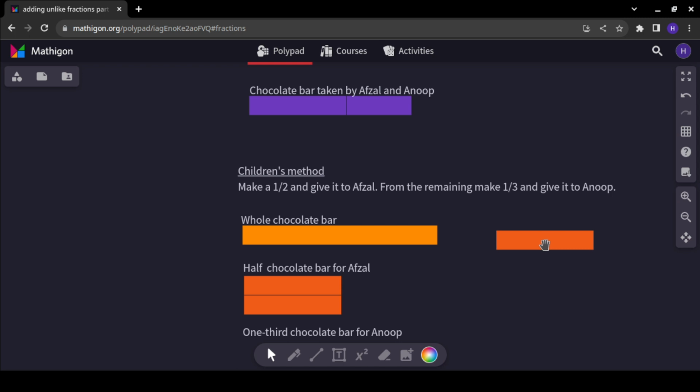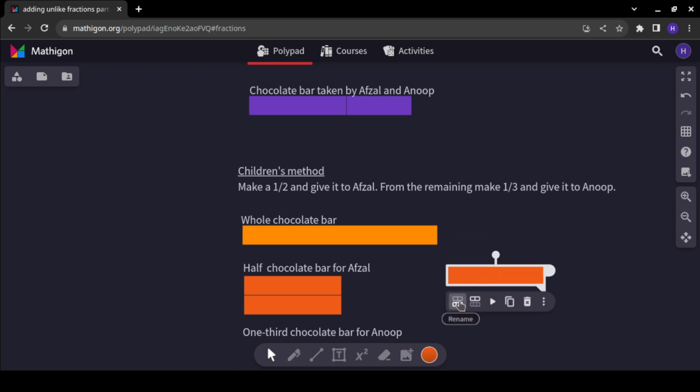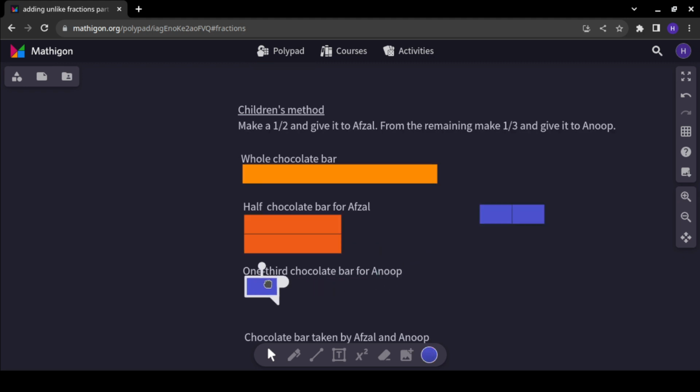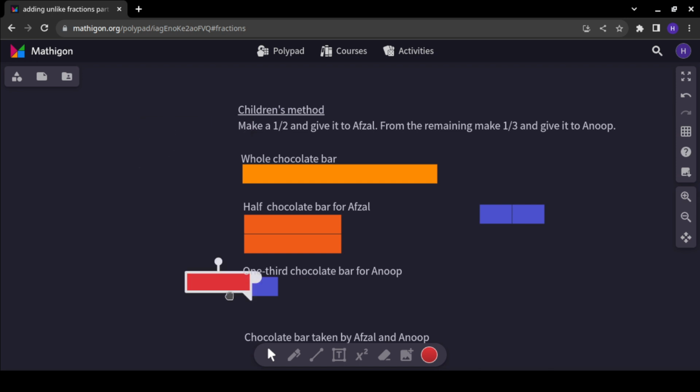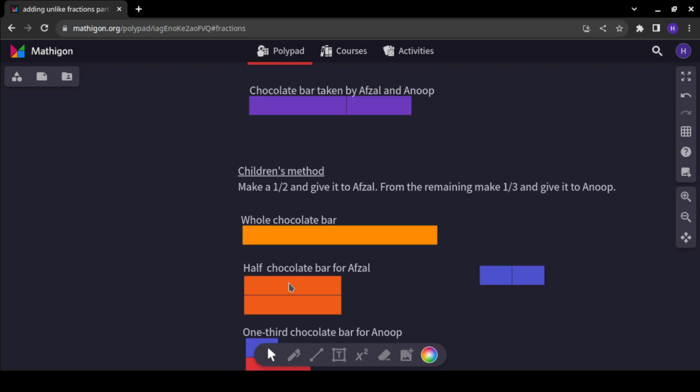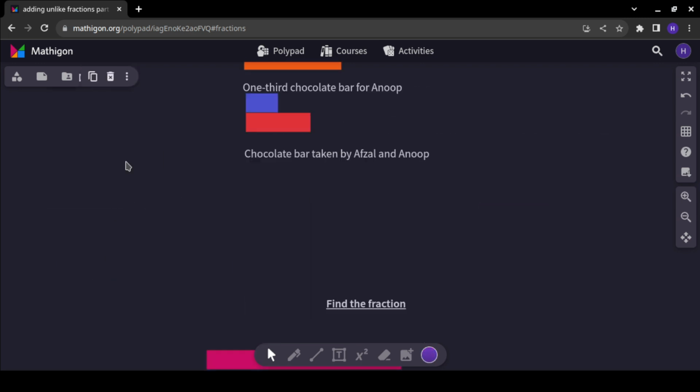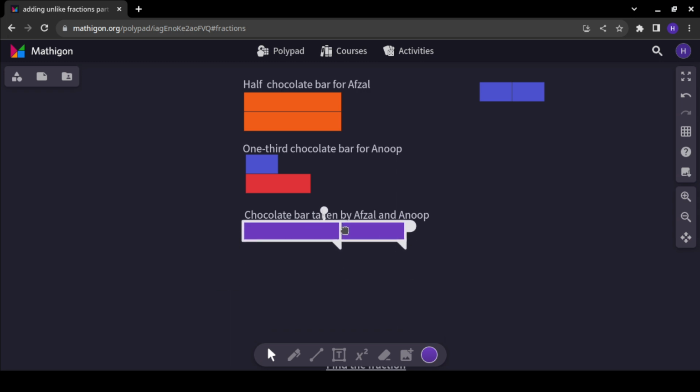So from the remaining part, okay, he'll split this into three, and one piece he will give to Anup. So now should this be the piece that Anup should get? Let's compare. So we know what Anup should get in the end, right? Oh my God. It's not. There's something wrong.